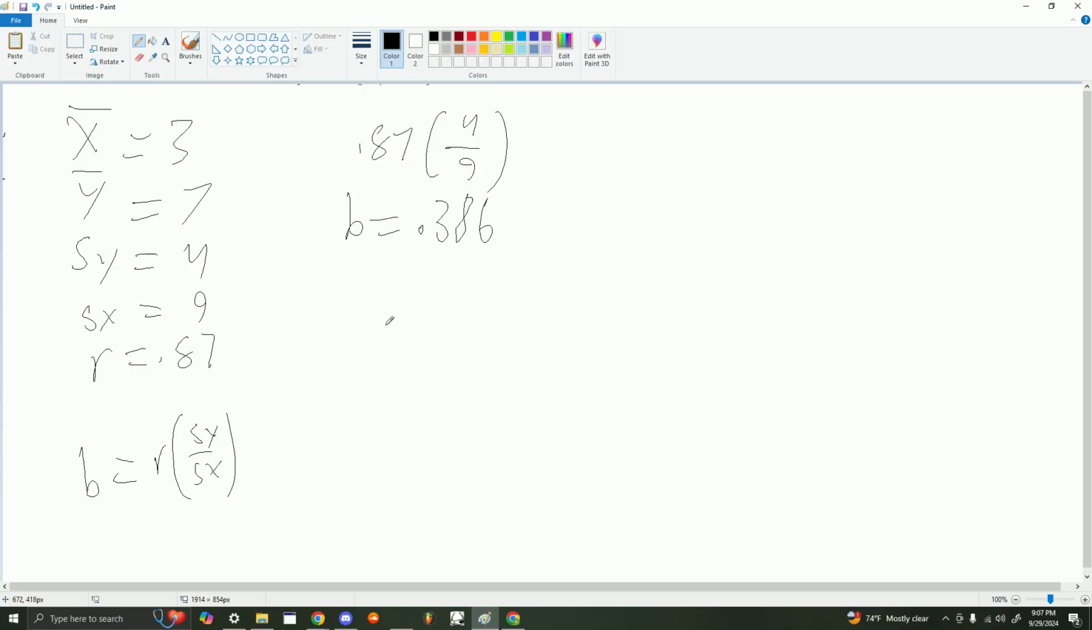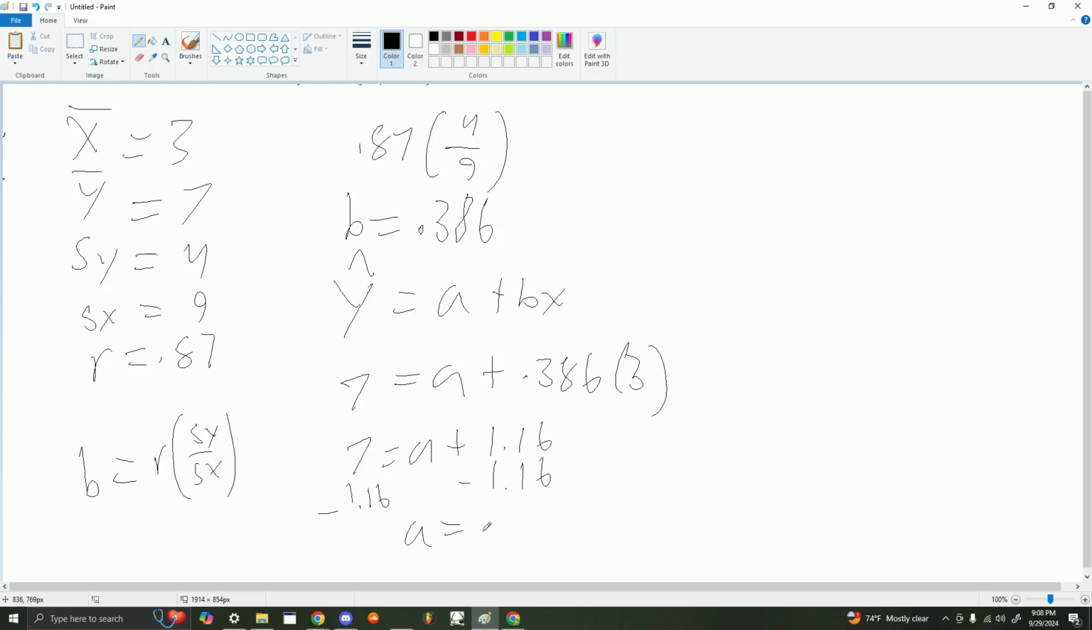And from here, if anyone in here is in calc, you can use point-slope form like you would normally. Otherwise, you can plug in the means to find this. So using the equation y equals a plus bx, the mean of y is 7 equals a, which we don't know yet, plus 0.386 times the mean of x, 3. So we're plugging in the means of x and y so we can find a. 7 equals a plus 1.16, and then just solve algebraically.